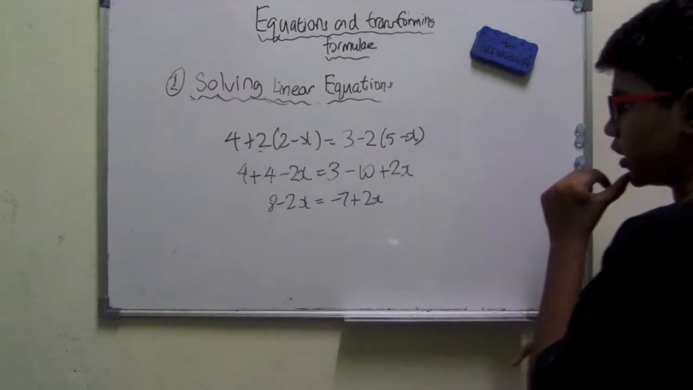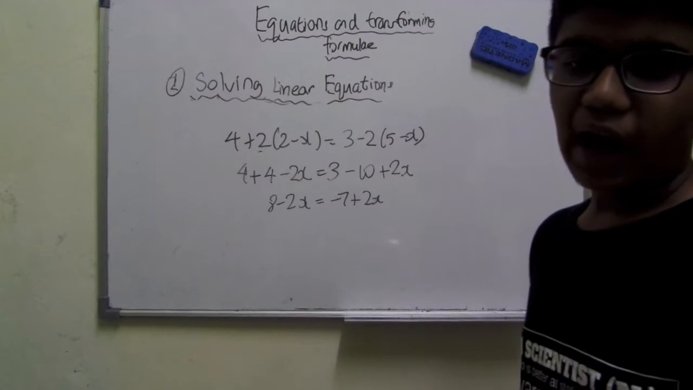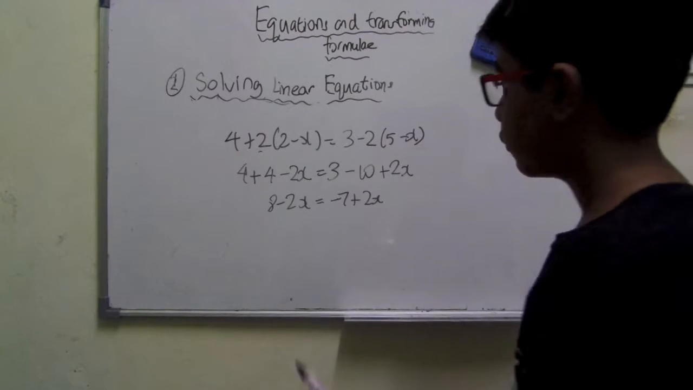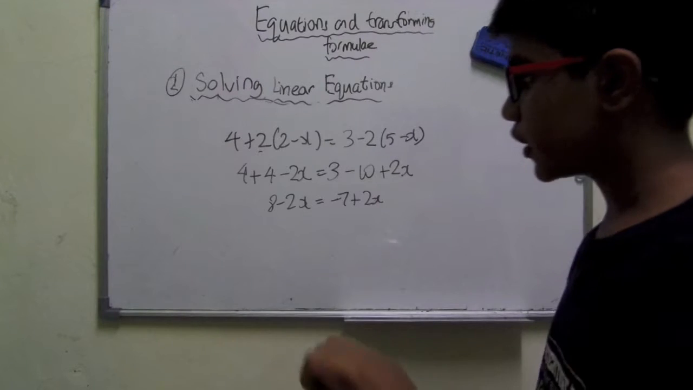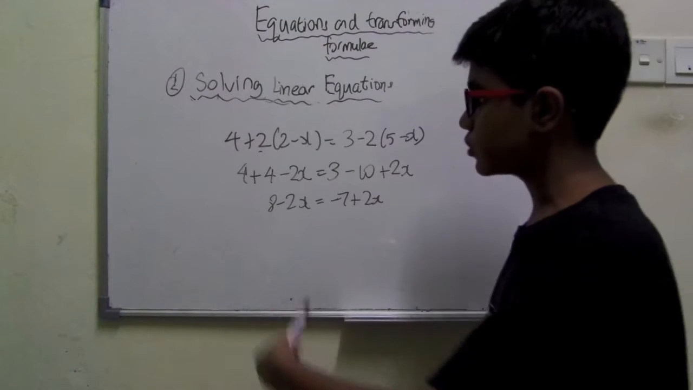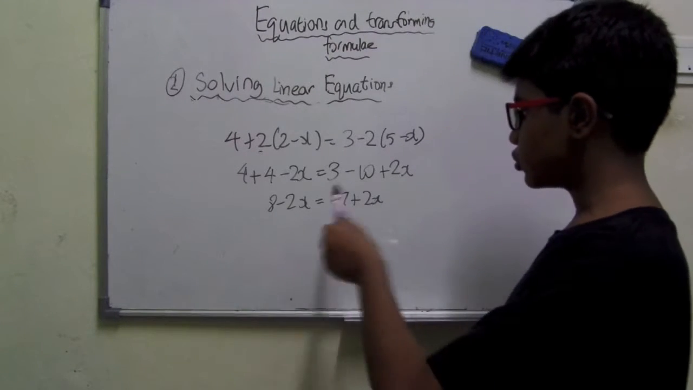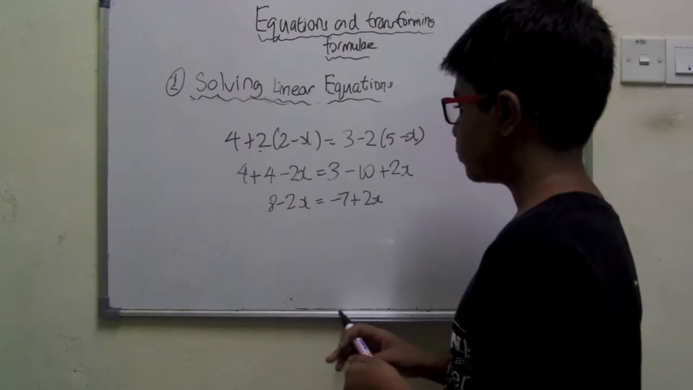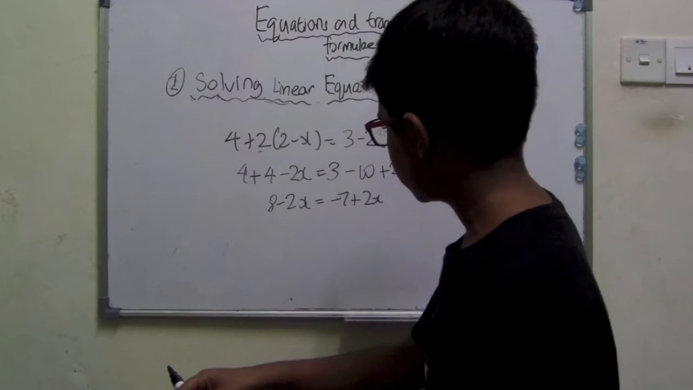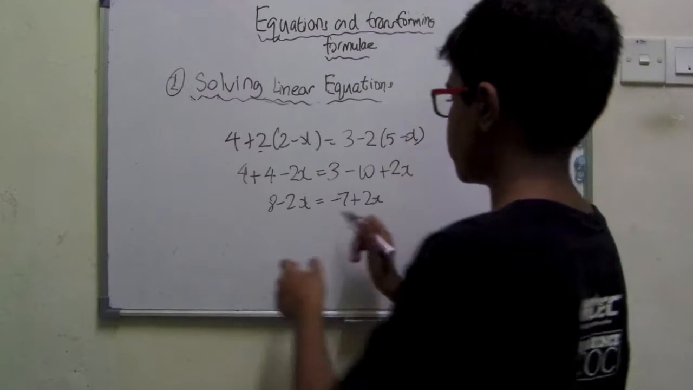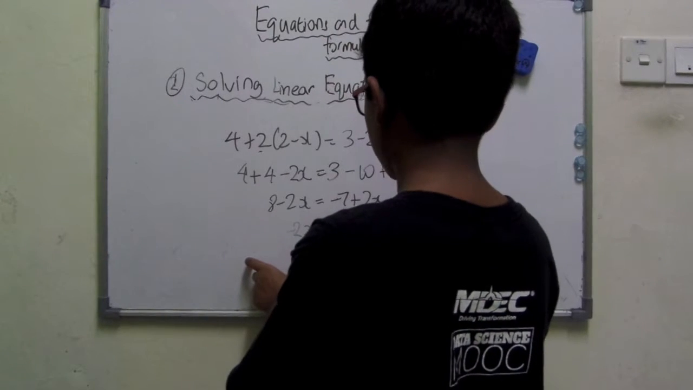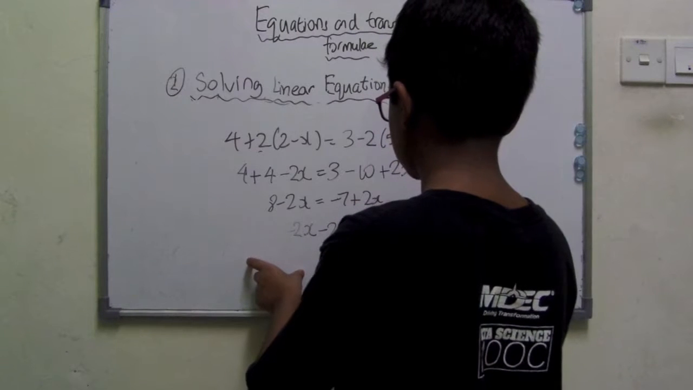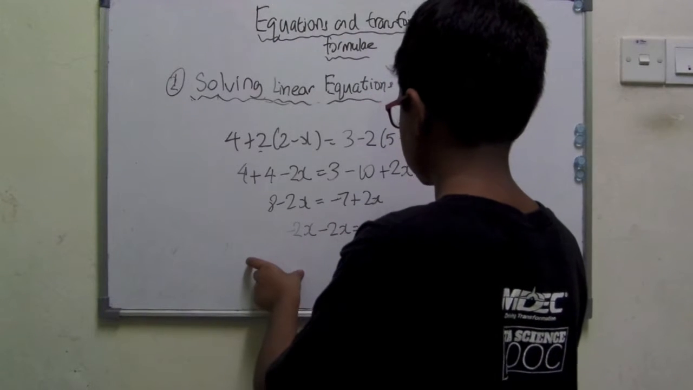So you can choose wherever you want. I am a big fan of the left hand side, so I'm going to keep my x variables on the left hand side. But you can choose to do it on the right. It makes no difference. The answer is always the same. So I'm going to bring all the x variables to one side and the numbers to the other side. So negative 2x minus 2x equals negative 7 minus 8.